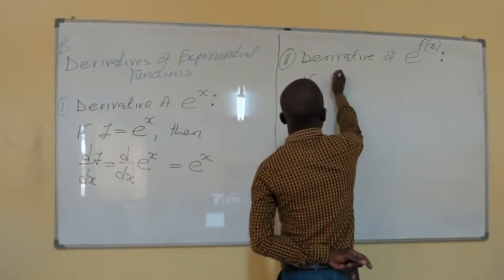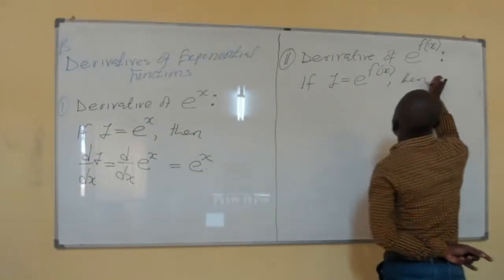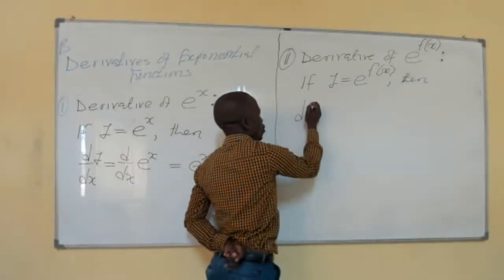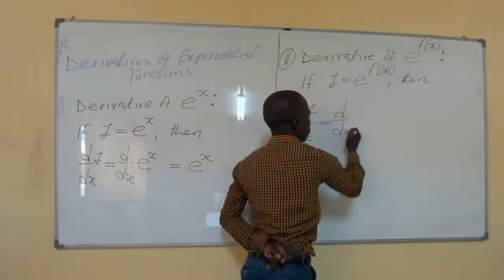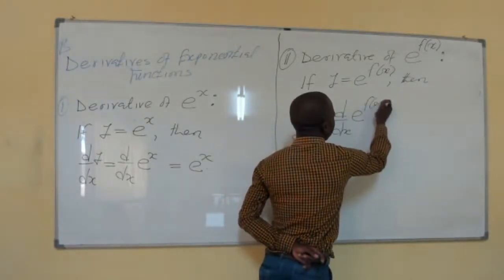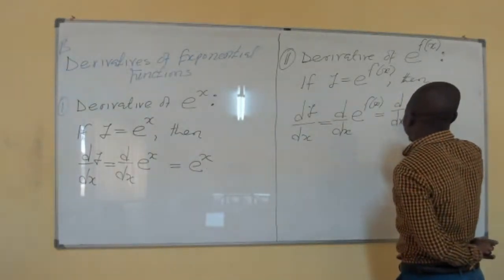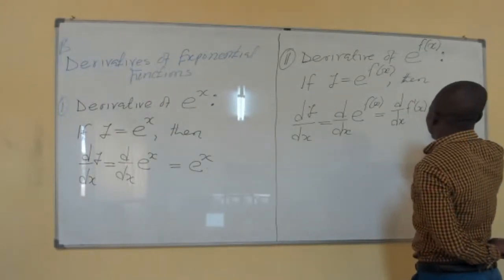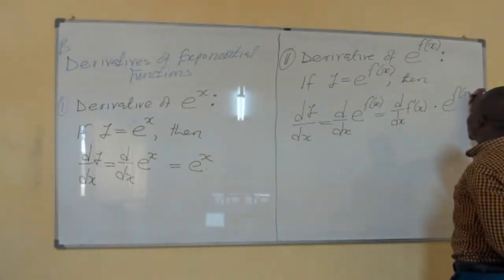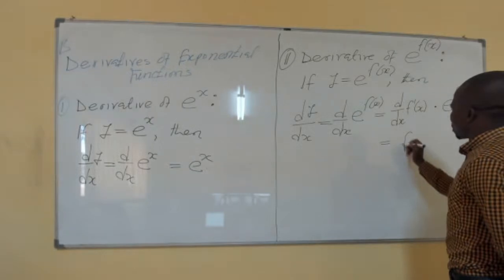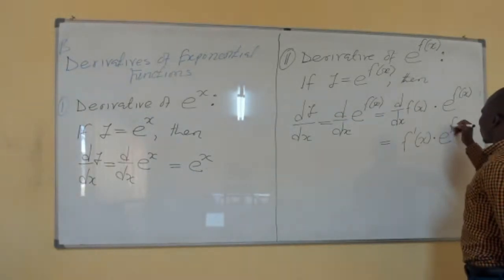However, if y is equal to e to the power f of x, then the derivative of y with respect to x, which is just the derivative of e to the power f of x with respect to x, is equal to the derivative with respect to x of f of x, multiplied by the entire function itself. So which is just f prime of x times e to the power f of x.